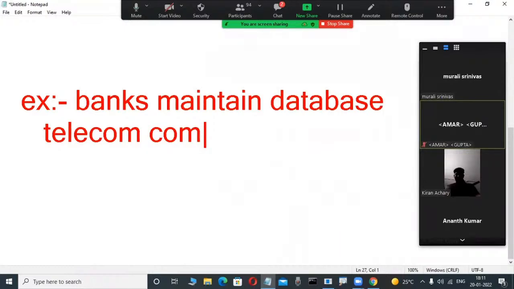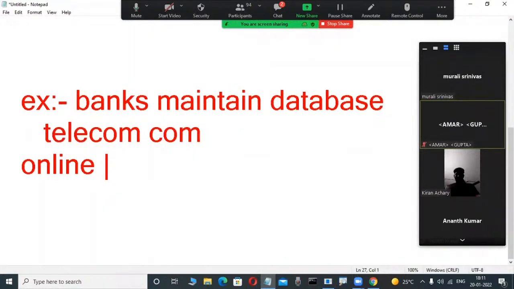Suppose nowadays so many people are purchasing items online through portals like Flipkart, Amazon. So many online shopping portals are there, and through them they are purchasing items. Those shopping portals also maintain databases. Because when you purchase an item, how is the order number generated? A database application, the auto increment concept, is used.